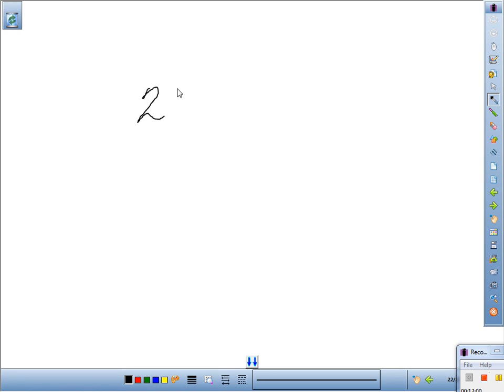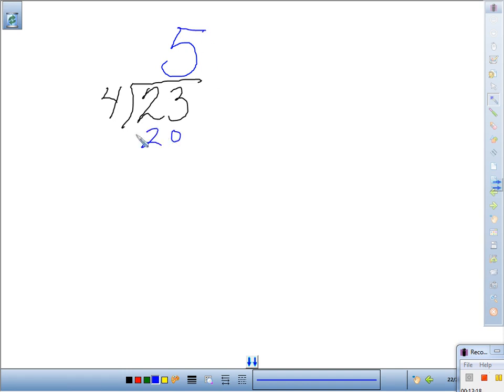Let's say I had the number 23 divided by 4. All right. 4 does not fit into 2, but it fits into 23. How many times? 5. 5 times 4 is 20. And that's going to leave me with 3. This is my remainder.